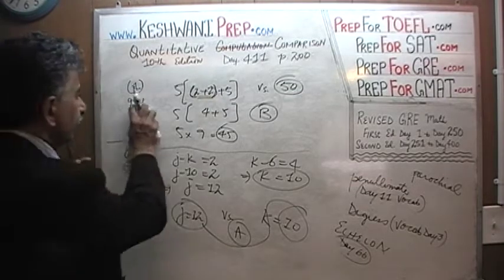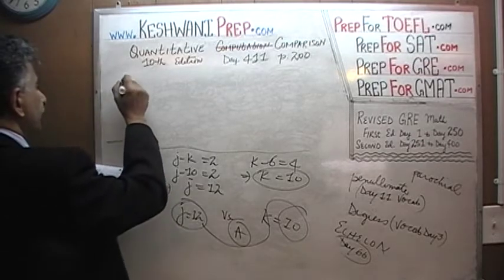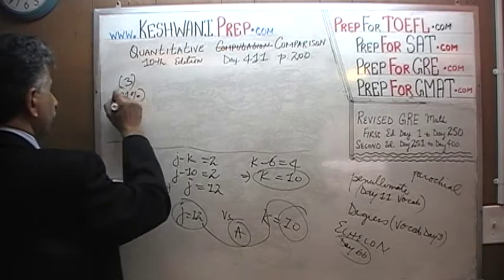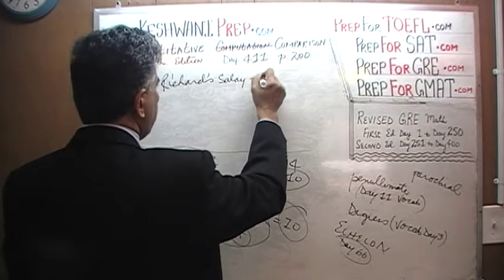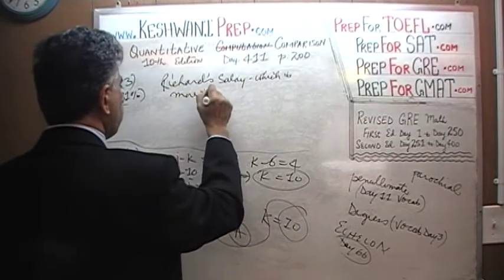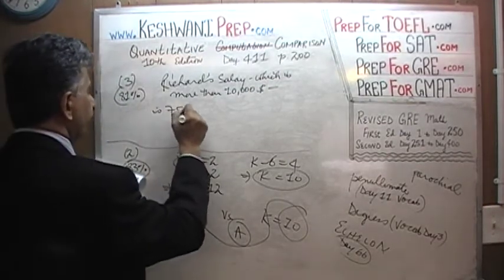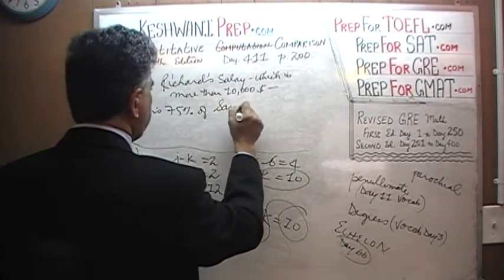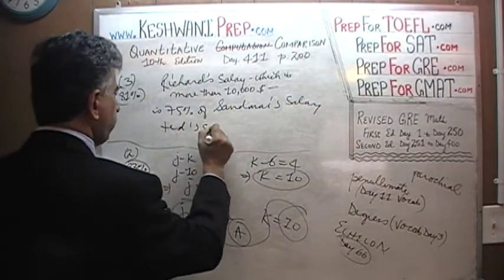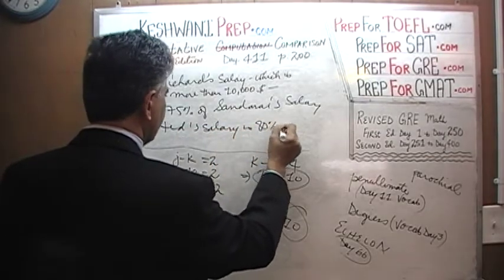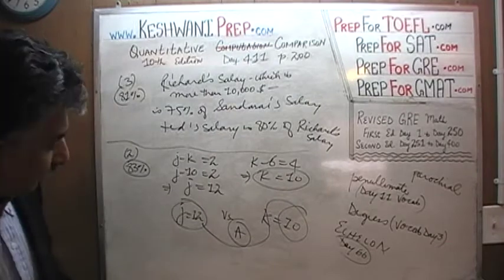Let's do number 3. Question number 3, which was 81%, says we are told that Richard's salary, which is more than $10,000, is 75% of Sandra's salary. And we are told that Ted's salary is 80% of Richard's salary. So far so good. Let's see what they want us to compare.